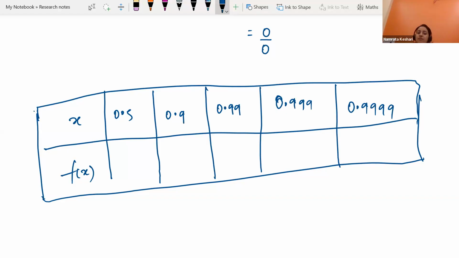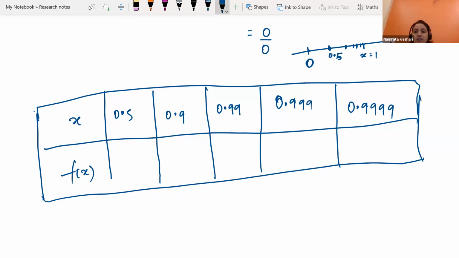Randomly we have taken x as 0.5, 0.9. I said that at x equals 1 we don't know how the function will behave. What about the points closer to 1? That means somewhere 0 must be there. So what is the output at 0.5, or maybe at 0.9, or maybe at 0.99999, very closer, very closer, very closer? How are we going to get the output?